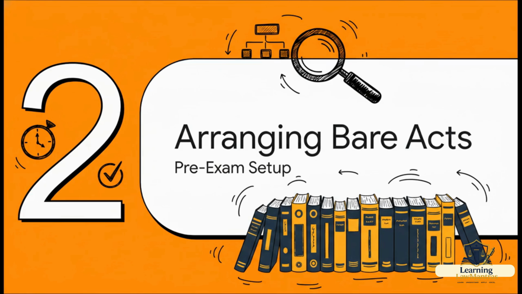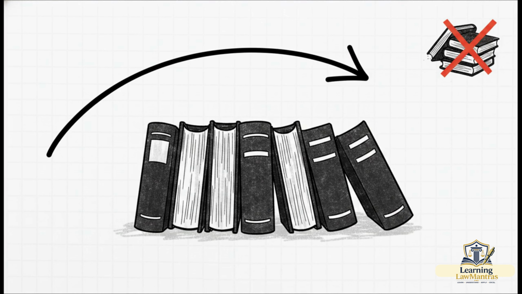Moving on to Section 2, arranging your bare acts. Look, you really can't use the index if you can't even find the book, right? So before the clock even starts, arrange all your allowed Indian law books in strict alphabetical order right there on your desk. Imagine frantically digging around for the Information Technology Act under a giant pile of Evidence Act books. It's a nightmare. Alphabetizing them from administrative tribunals all the way down to transfer of property gives you an instant visual filing system. It literally kills the panic and saves you those precious seconds.